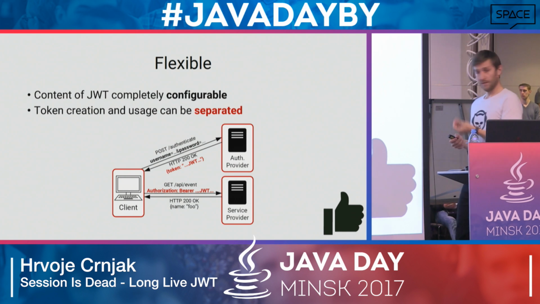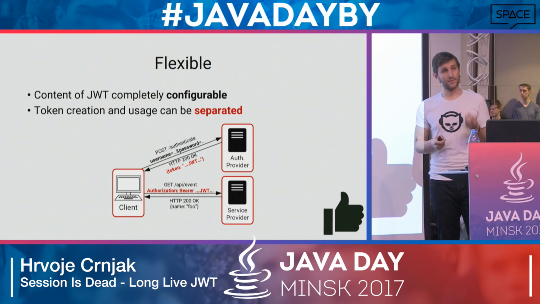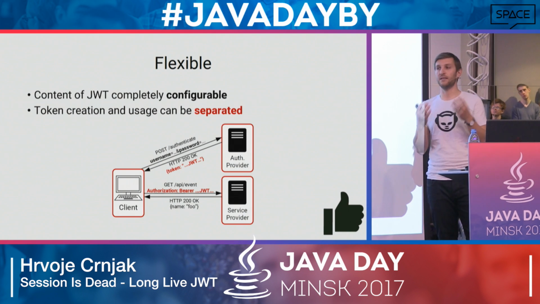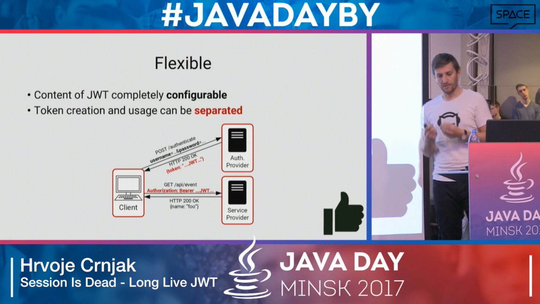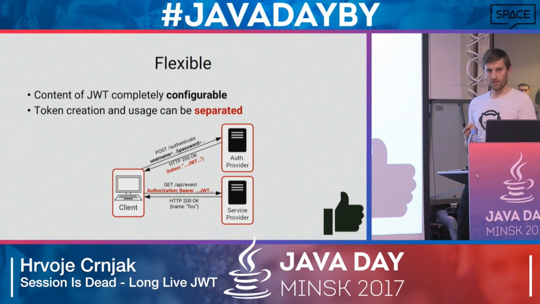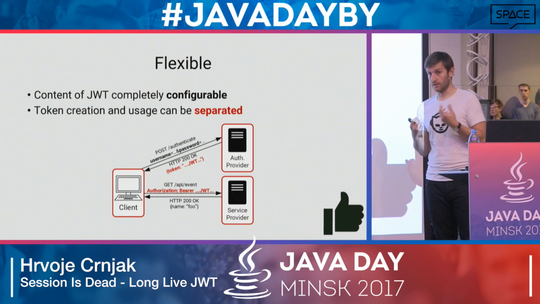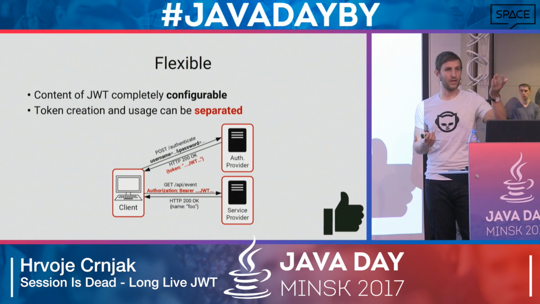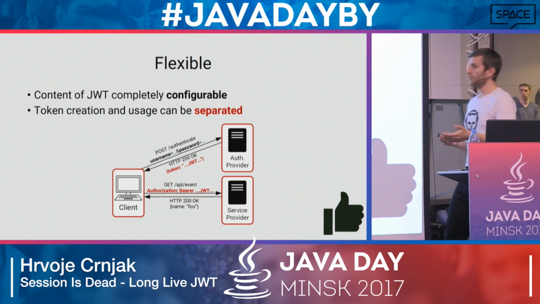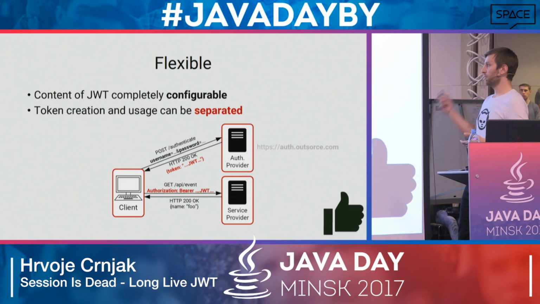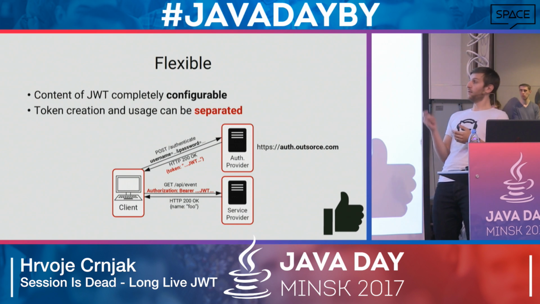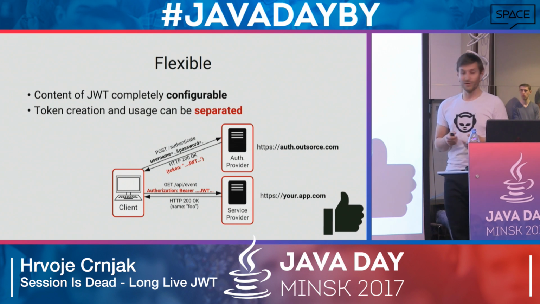And then we have our service provider, whose only responsibility is to basically provide the best service it can. So the service provider expects each incoming request to have a valid token. And if the token is not valid, or the token is not there at all, it will just redirect the client back to the authentication provider. And one more neat thing about this is that the authentication provider and the service provider don't even have to be on the same domain.